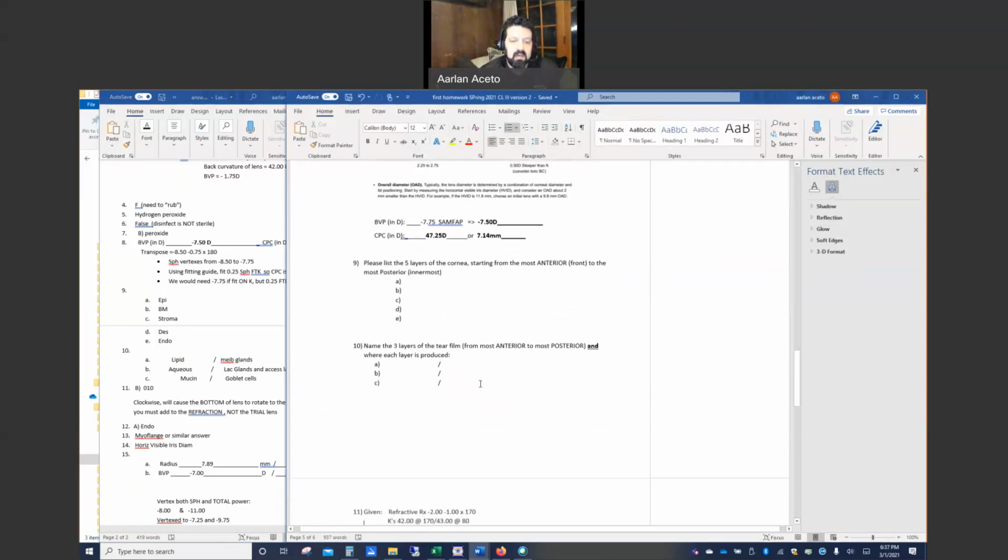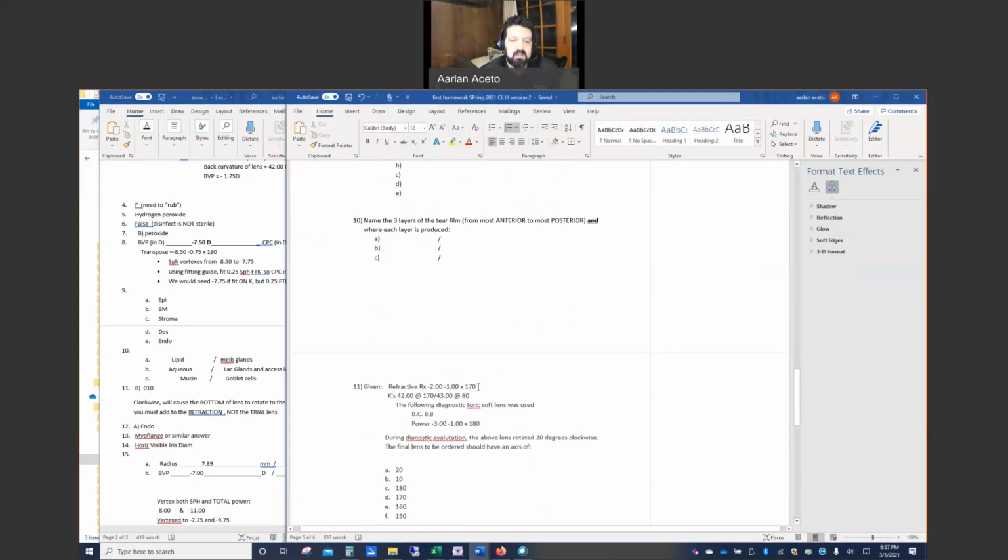Next one, given this refraction, minus 2, minus 1, axis 170 rather. The following diagnostic toric lens was used. Ignore this. I don't care about this. I'm going to cross this off. All I know is during diagnostic evaluation, the lens rotated 20 degrees clockwise. Which way is clockwise? A clock goes 6 to 7 to 8. The bottom is swinging up and to the left. Clockwise is to the left.